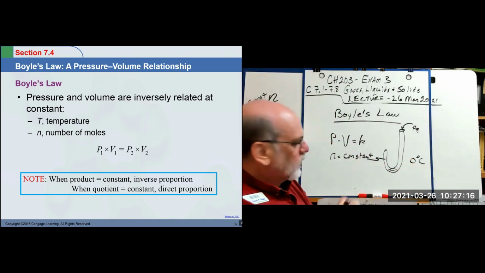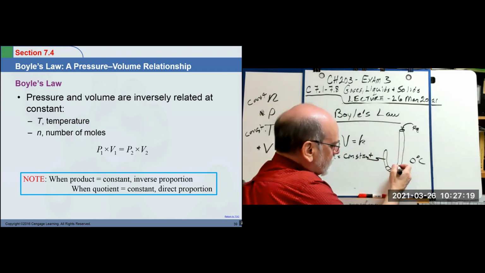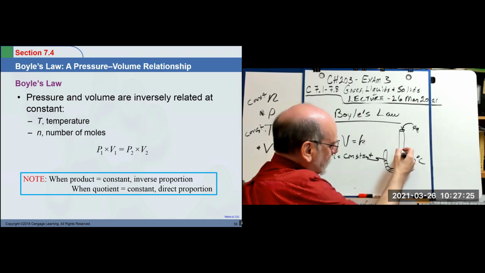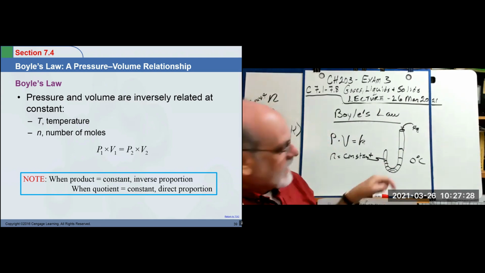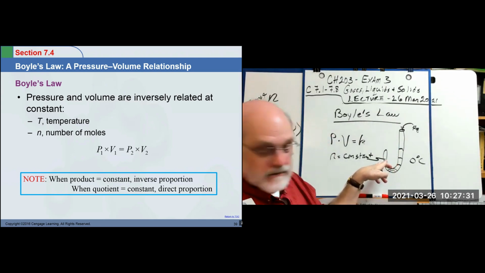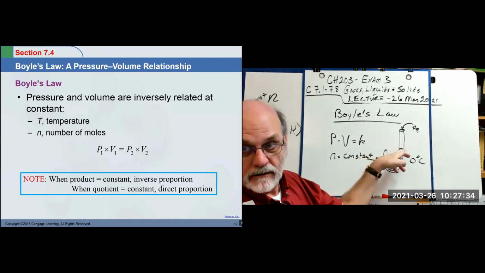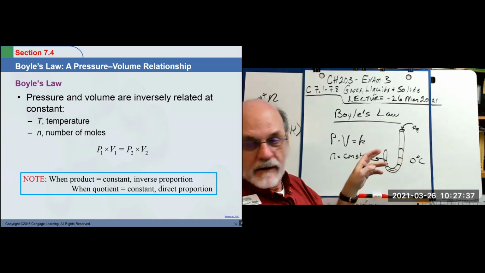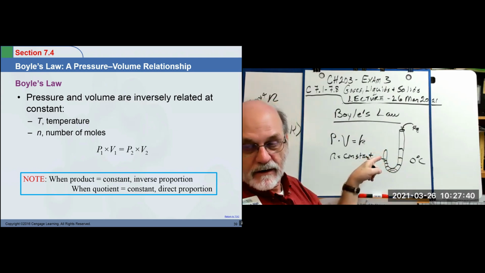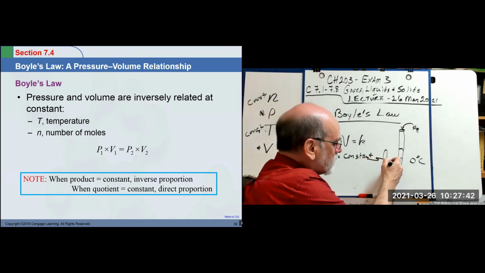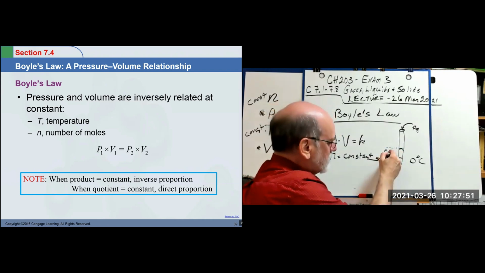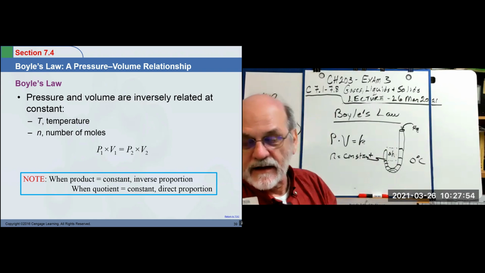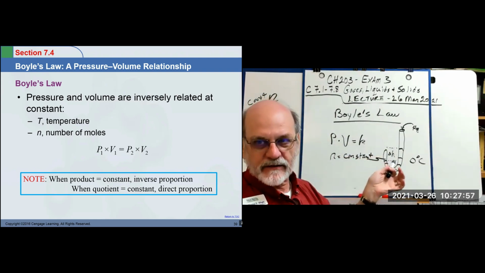Okay, so what did he do? Well, he kept adding mercury. He noticed that as he added more mercury, the level in here didn't go up the same as it was out here. So he reasoned that the pressure on the gas in there was the difference between the heights. That difference in height was a measure of the pressure on the gas.